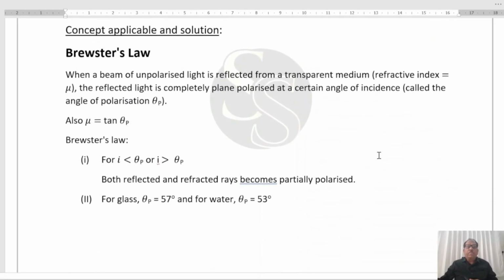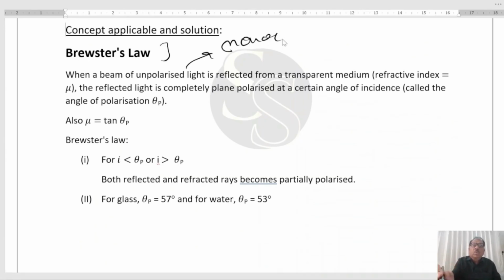Now, the concept applicable in the solution: what is Brewster's law? When a beam of unpolarized light, that is monochromatic light, is reflected from a transparent medium, the reflected light is completely plane polarized at a certain angle of incidence called the angle of polarization.